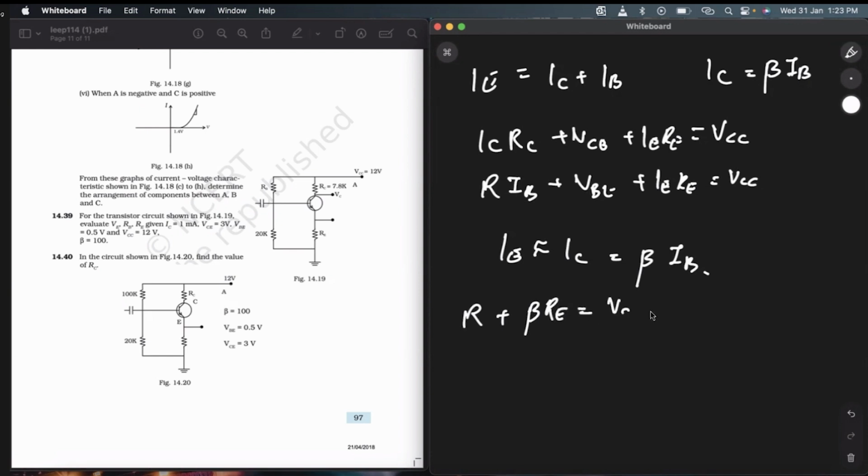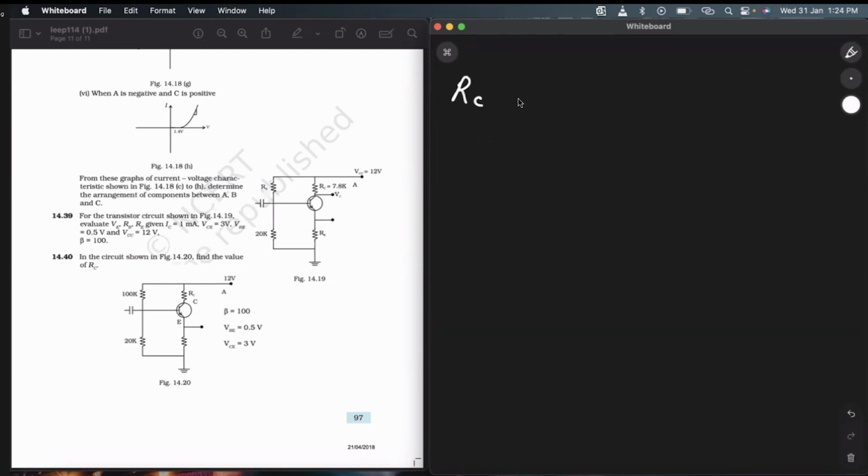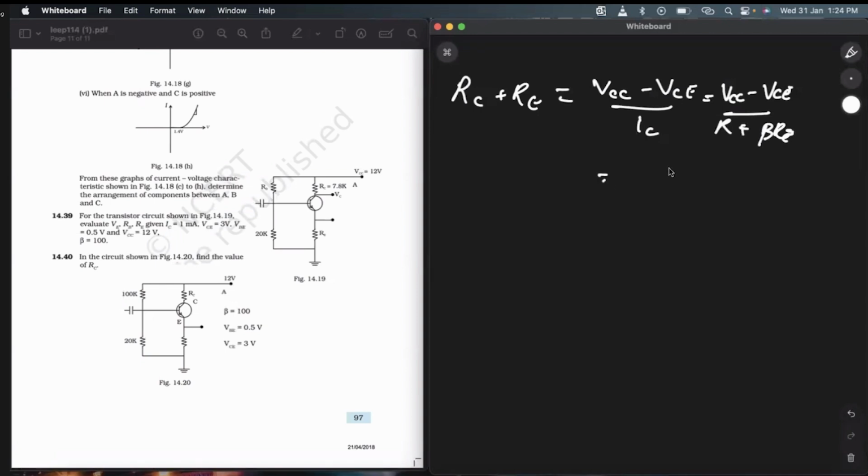will be equal to VCC minus VBE, and therefore I can write my IB as VCC minus VBE upon R plus beta RE. It will be 11.5 on 200 milliampere. So RC plus RE equal to VCC minus VCE on IC. तो यहाँ पे आ जाएगा VCC minus VCE upon R plus beta RE. It will be 11.5 divided by 200 milliampere.